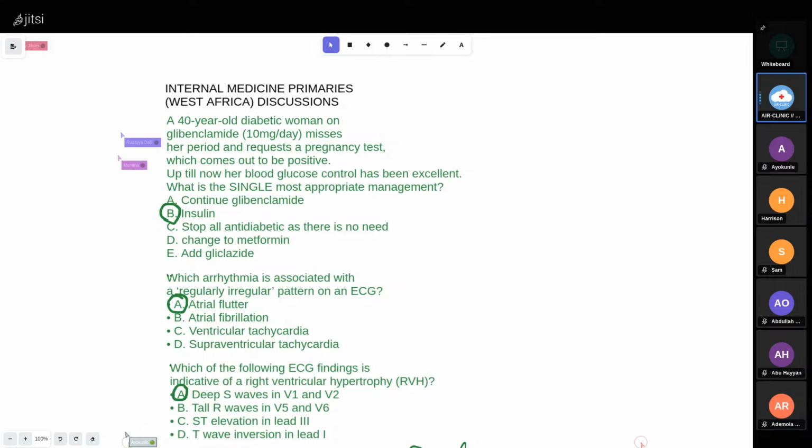Which ECG finding is characteristic of a myocardial infarction? ST segment depression, T wave inversion, ST segment elevation, prolonged QT interval.